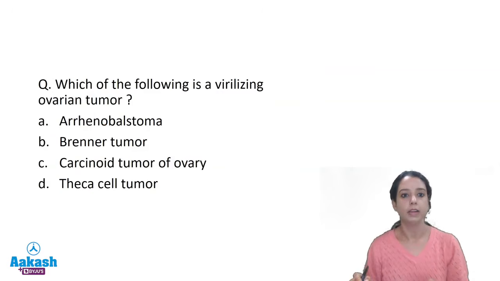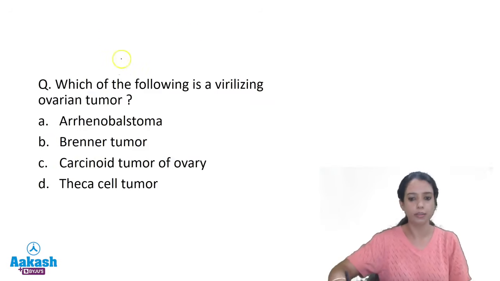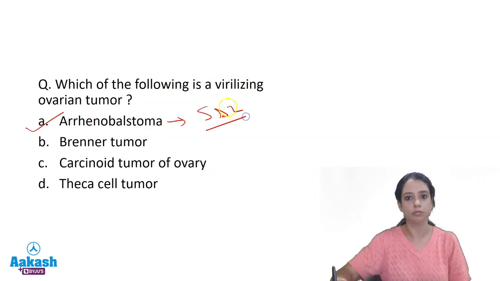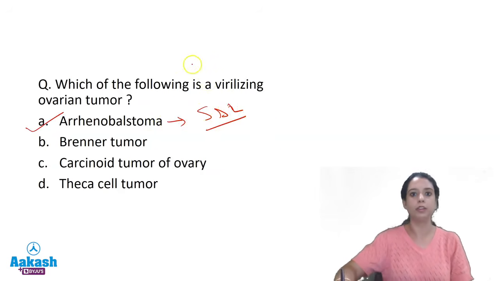Now, next question. Which of the following is a virilizing ovarian tumor? I think that was very easy. You know, there are certain hormone secreting tumors which are called arrhenoblastoma. Which tumors are called arrhenoblastoma? Sertoli and Leydig cell tumors. Isn't it? So they are androgen secreting tumors. So this is basically what you have to know.